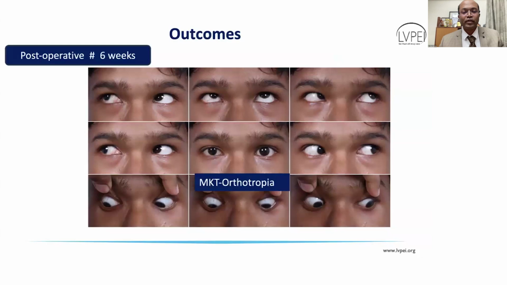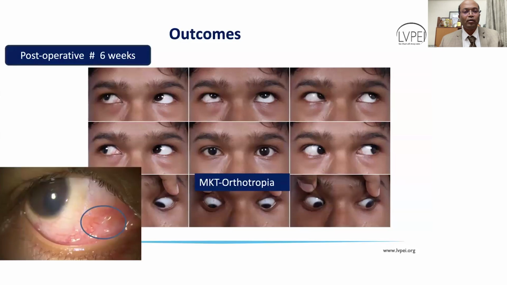So at 6 weeks follow-up, you can appreciate he was almost straight. There was no vertical deviation, no horizontal deviation, and in the inferonasal quadrant, there was no exposure or infection. The buccal is very much in place. The patient was almost asymptomatic.